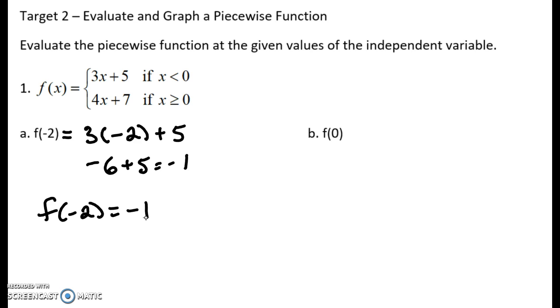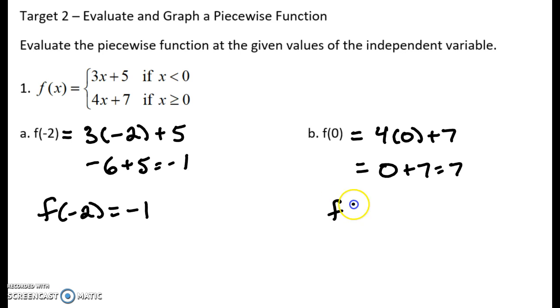To evaluate part b, f of 0, since 0 is greater than or equal to 0, we're going to use the second part of the function. So therefore, f of 0 is equal to 4 times 0 plus 7. 4 times 0 is 0, plus 7 equals 7. Therefore, f of 0 is equal to 7. You never substitute the number in for both parts of the equation. Just one or the other, depending on the value.